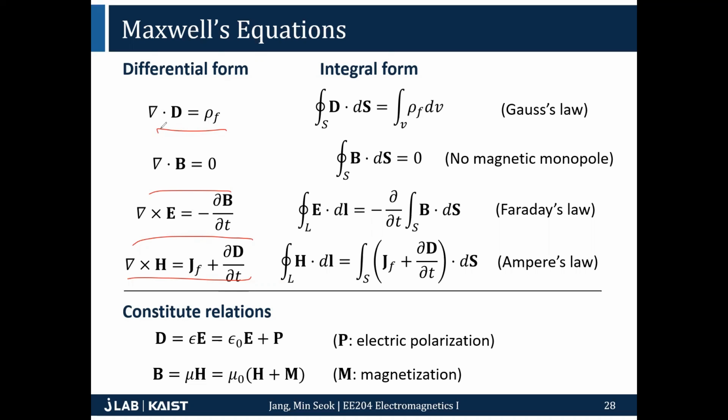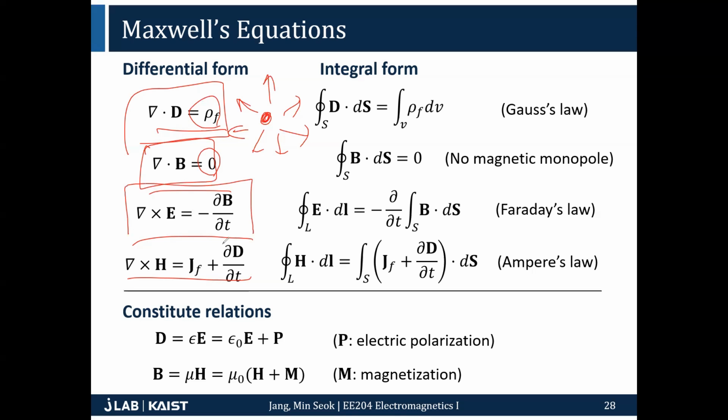Again, divergence is about field generation, right? So this means if you have a charge, then the electric field is generated in a diverging manner. That's the meaning of this first equation. The second equation means there's no magnetic charge, no magnetic monopole, so the magnetic field is never generated in a diverging manner, just from a monopole.